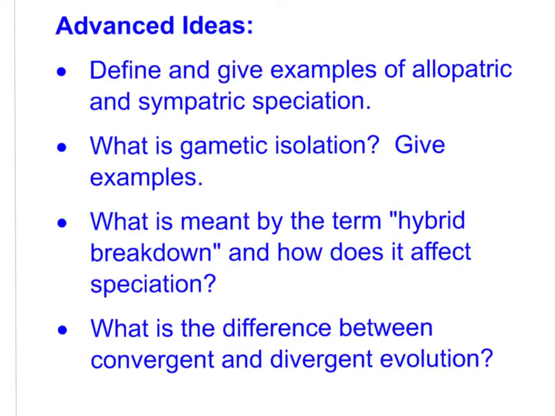Here's a few advanced ideas. If you're interested in looking at more examples of speciation, what does allopatric speciation mean, and what does sympatric speciation mean? Those are terms to describe certain kinds of speciation. What is gametic isolation? Can you find examples of that? What is meant by the term hybrid breakdown? How does it affect speciation? What's the difference between convergent and divergent evolution? So those are some interesting terms that you can research and look more into this idea of speciation.